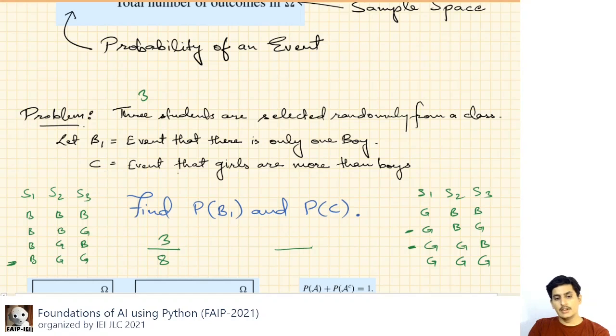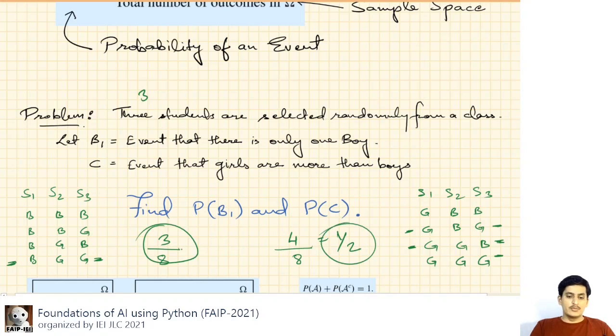Let's go ahead with event C. What is this event? It says the event that girls are more than boys. So let's try to see. Here the girls are fewer. Here the girls are more than boys. So 1, 2, 3, and 4. So in 4 cases out of a total of 8 cases, we have girls more than boys. That means the probability is 1 by 2, right? Or have I missed any of the cases? I don't think so. So these are the probabilities that we are getting. For B1, the probability is 3 by 8, and for C, the probability is 1 by 2.